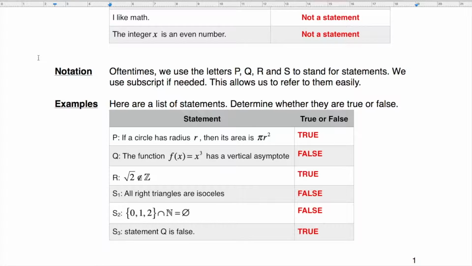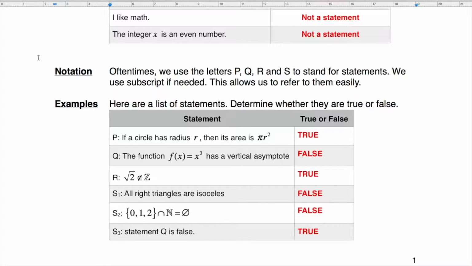Statement R. The square root of 2 is not an integer. This is true. The square root of 2 is irrational. Statement S sub 1, all right triangles are isosceles. This is a false statement. The most well-known right triangle, the triangle 3, 4, 5, is not isosceles, for example.